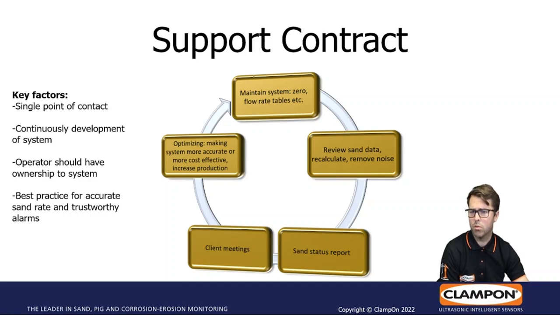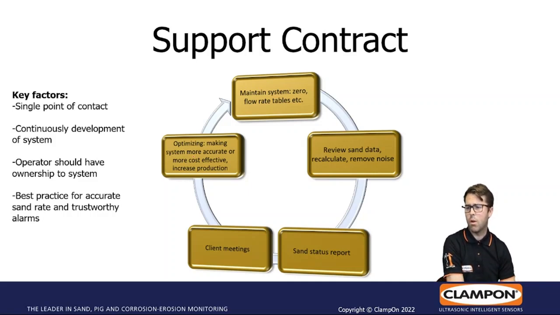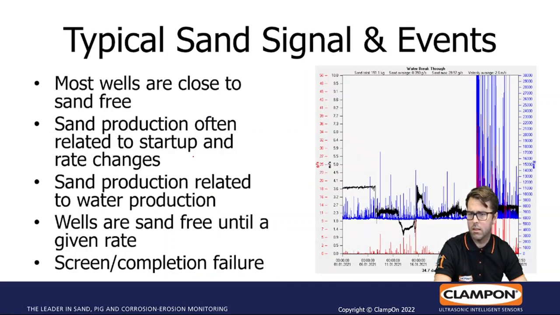But by having a support contract, we are maintaining the system, we are reviewing the data. Sometimes there is unwanted noise from choke, other external sources, etc., which we can remove. Then we report to our client, of course, talk with our client, and then always optimize the system, how to get it more accurate and better. A very important factor when we're having a support contract is that the operator should have ownership of the system. They should not just let us work with the data. So we have to work together to get the best out of it.